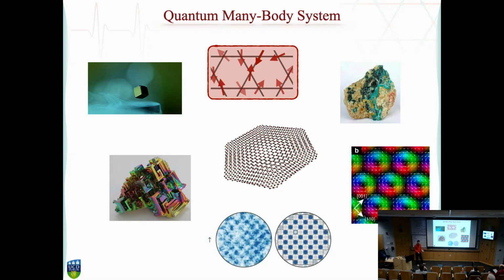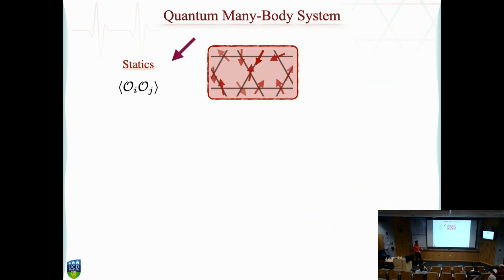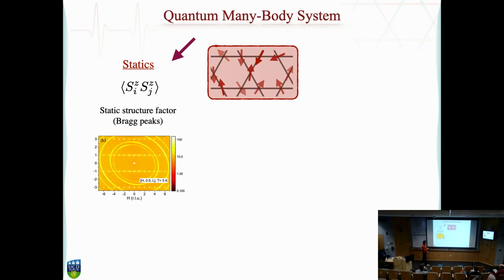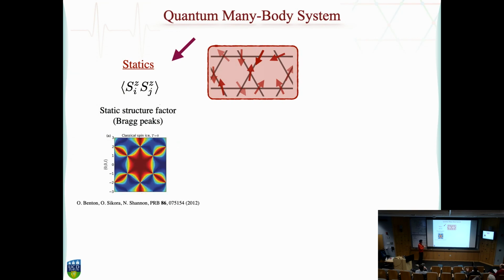So there are two perspectives you could take. You could look at static properties of the system, so how things are correlated in space. For a magnet, you might look at how the spins are correlated in space. Typically, we don't look at these correlations in real space, but in momentum space. So we might look at the static structure factor, the Fourier transform of this, and Bragg peaks. Sharp peaks in this will tell us about the magnetic structure. Or you might have a more complex structure. This one doesn't have sharp Bragg peaks. This is a theoretical calculation for a more exotic kind of ground state structure.